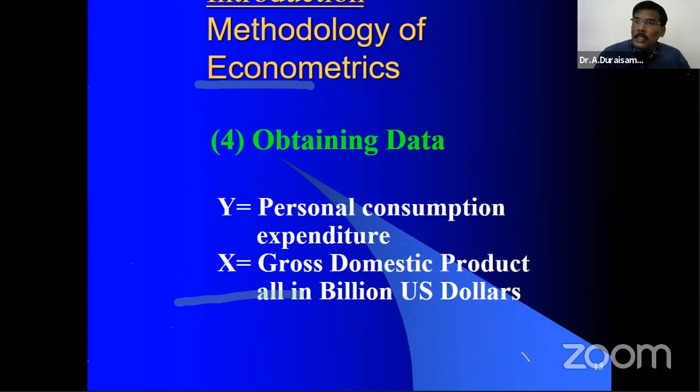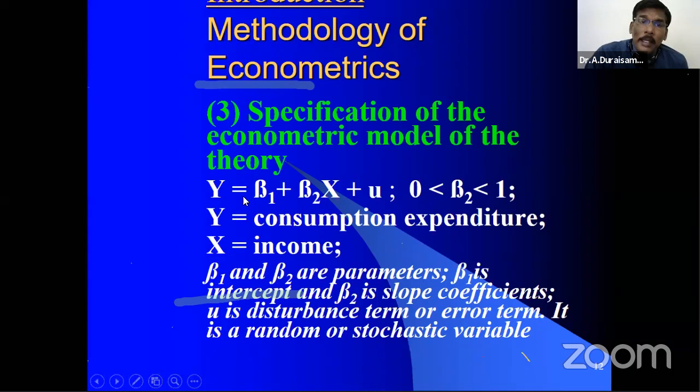Now, the next thing is, this equation says that I have the data for consumption expenditure from 1,000 families. I collected data. I just asked them the question, what is your monthly consumption expenditure? 1,000 families gave me the data. And I also asked the same person, what is your income per month? They also gave this. So I have 1,000 values related to Y, 1,000 values related to X. But I cannot get the value from that family about U.